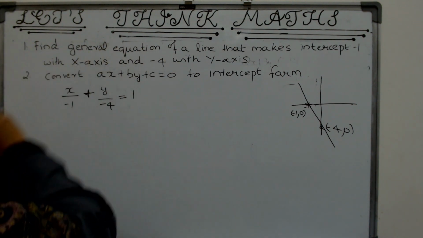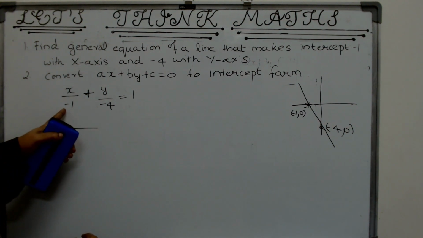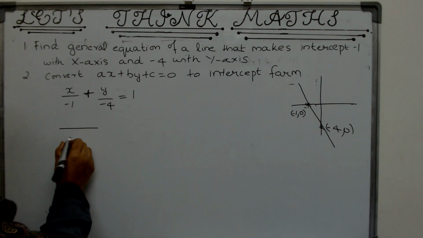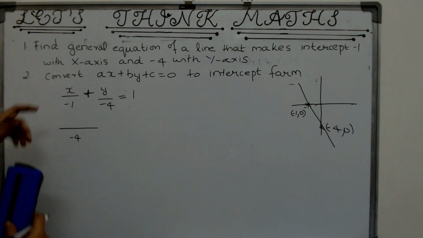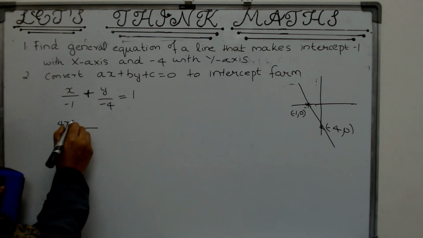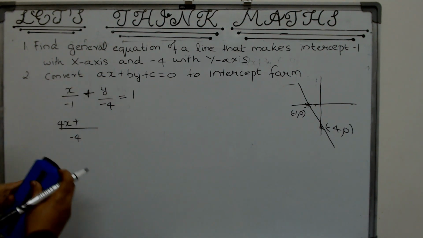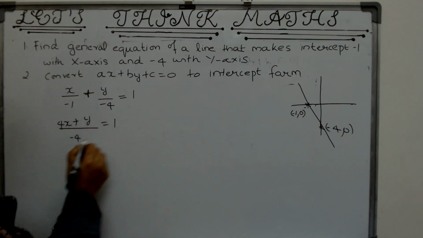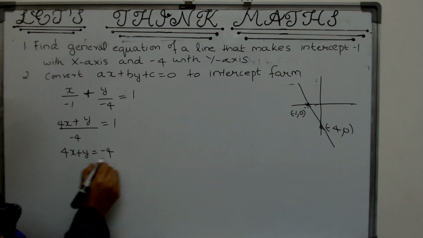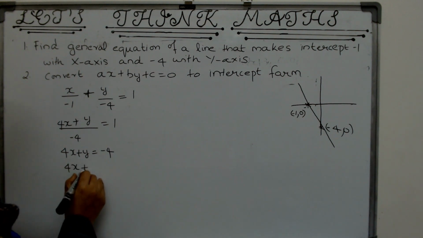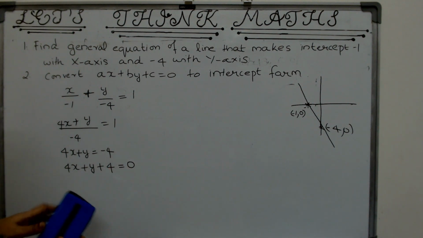It is the general equation. So how do you find the general equation? Find the LCM of -1 and -4, which will be -4. -4 divided by -1 is 4. 4 into x is 4x plus -4 divided by -4 is 1. 1 into y is y. This is equal to 1. That means 4x plus y is equal to -4. That means 4x plus y plus 4 is equal to 0. This is the general equation.